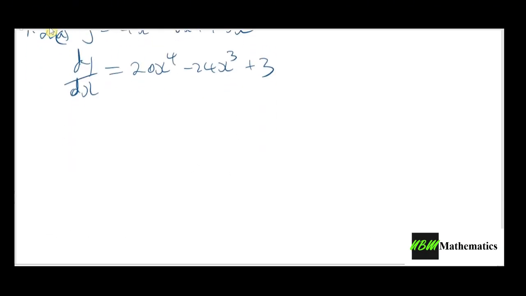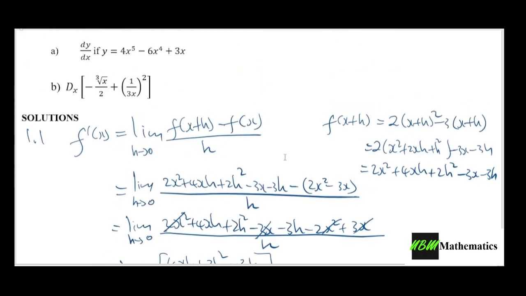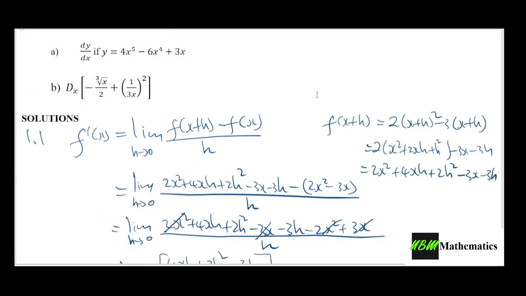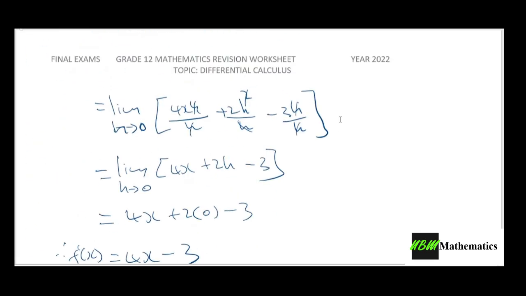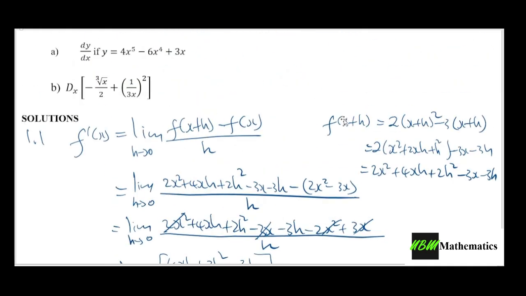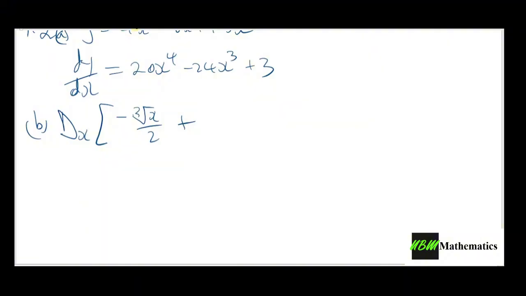And then 1.2b. Now we need to find the derivative of the expression inside the square bracket, which is negative cube root of x divided by 2 plus 1 over 3x, all squared. Find the derivative with respect to x of negative cube root of x divided by 2 plus (1 over 3x) all squared.